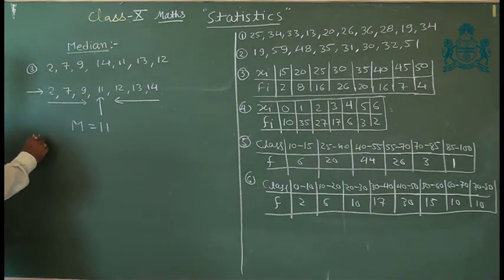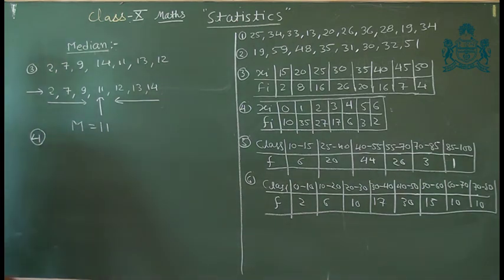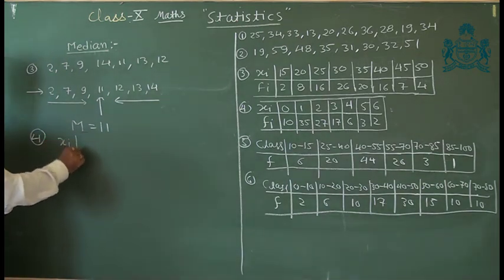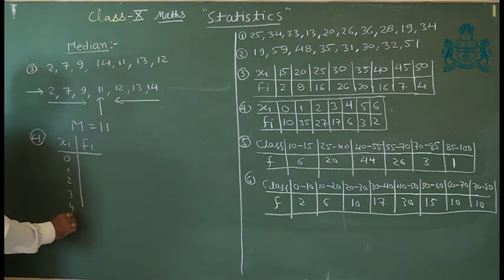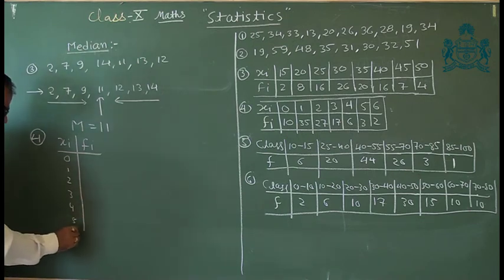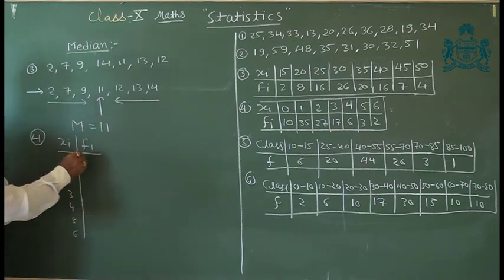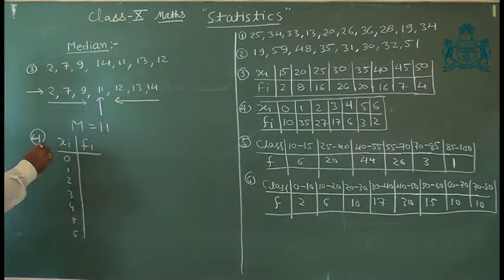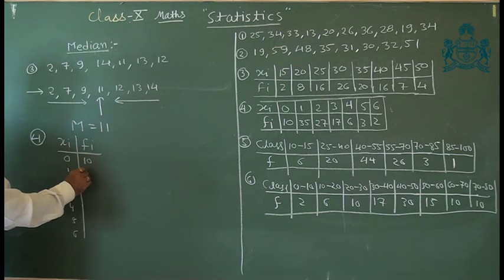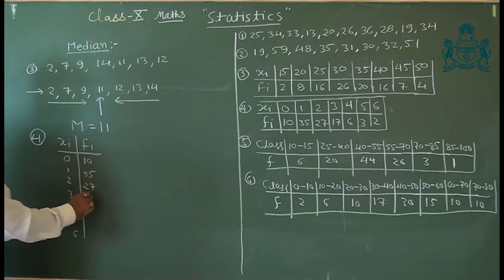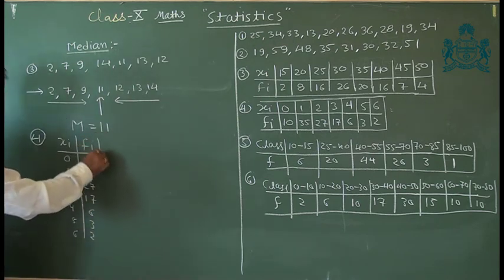Next, third type of question: frequency table, xi and fi. xi values 0, 1, 2, 3, 4, 5, 6 and frequencies 10, 35, 27, 17, 6, 3 and 2.